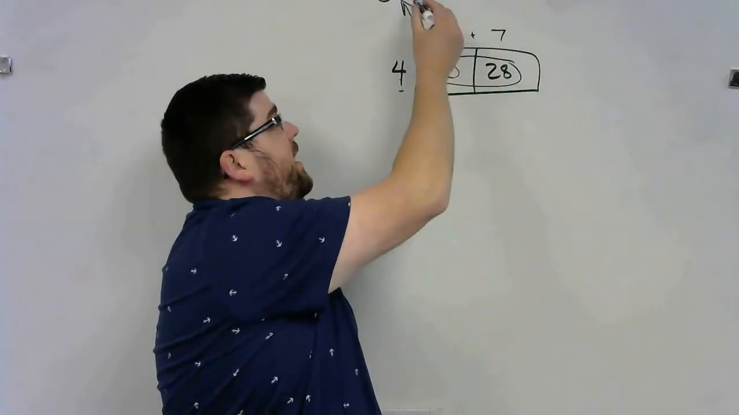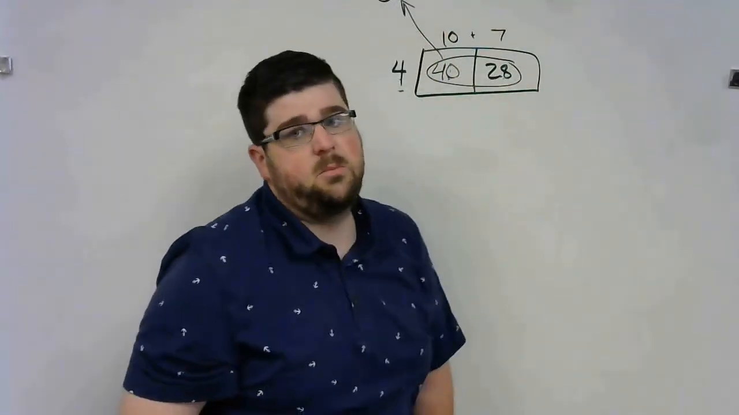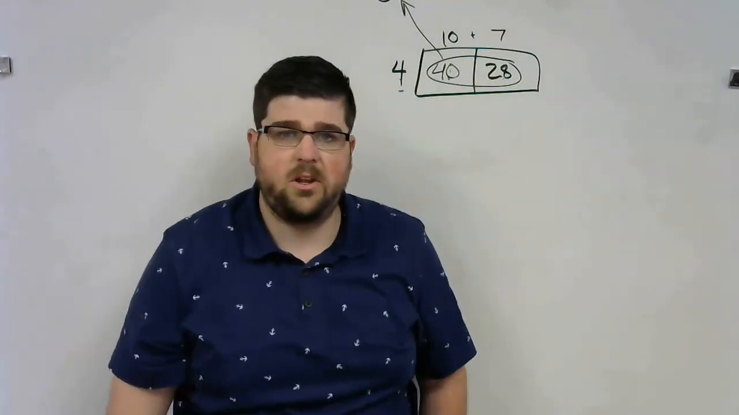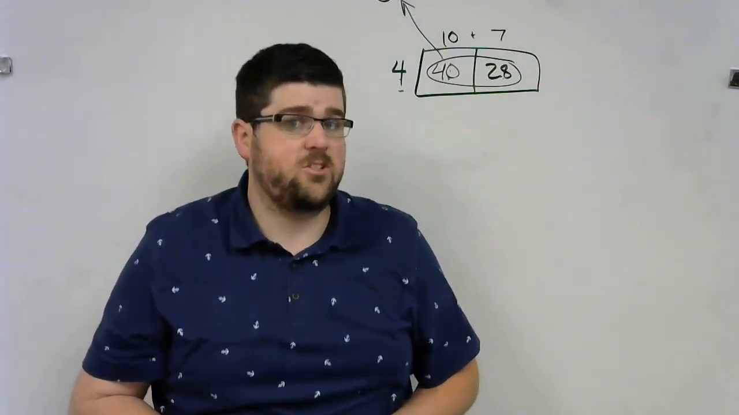Also, always make sure that these two numbers add up to equal the 68. This 40 and the 28, they have to equal 68. And these two numbers have to be able to be divisible by 4. If those things don't happen, then the area model isn't going to be any good. That's just the rule. That's the way it has to work for it to work efficiently.